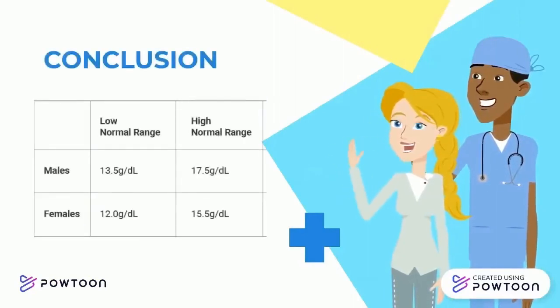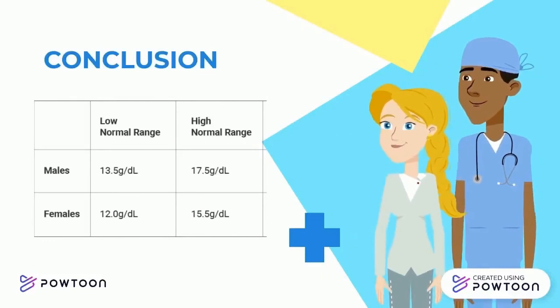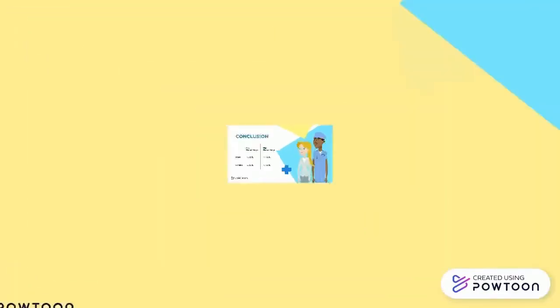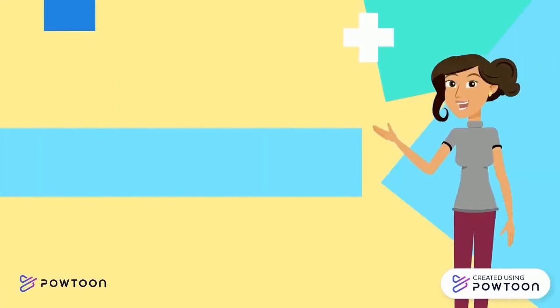So the normal range of hemoglobin for males is 13.5 to 17.5 gram per deciliter, while for females is 12 to 15.5 gram per deciliter. I think that's all from us.